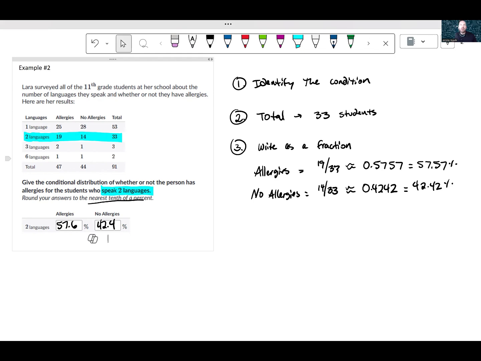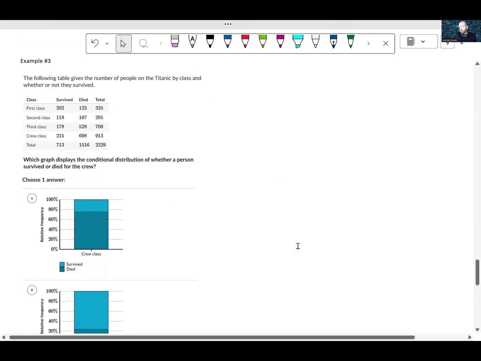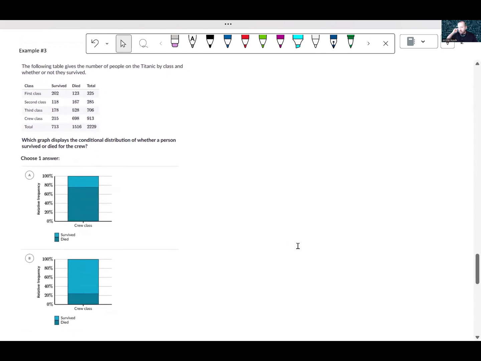Okay, we're going to look at one more now with table data and bar graphs. So this is on people who were on the Titanic many years ago, and it's table data based on whether the people lived or if they did not survive. And so there are different classes of people: people who bought a first class ticket, second class ticket, third class ticket, and then the crew, the people who are working on the ship. And we have information of if they survived or if they died. And then we also have our totals.